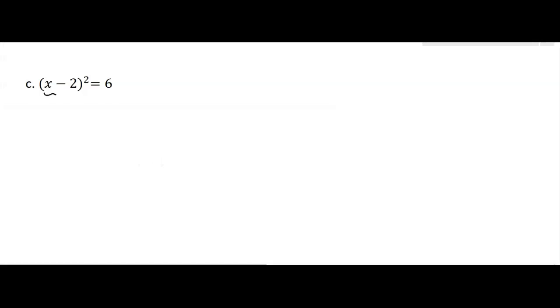Notice that we have this binomial being squared. This time we're not going to multiply it out. We don't want to square it out. That's going to be more work. We want to just apply the square root principle right now. So we want to take the square root of this side, and we want to take the square root of this side. Don't forget the plus or minus. So now what I have is x minus 2. I don't really need the parentheses, but I put them. And then on the right-hand side, we have plus or minus the square root of 6.